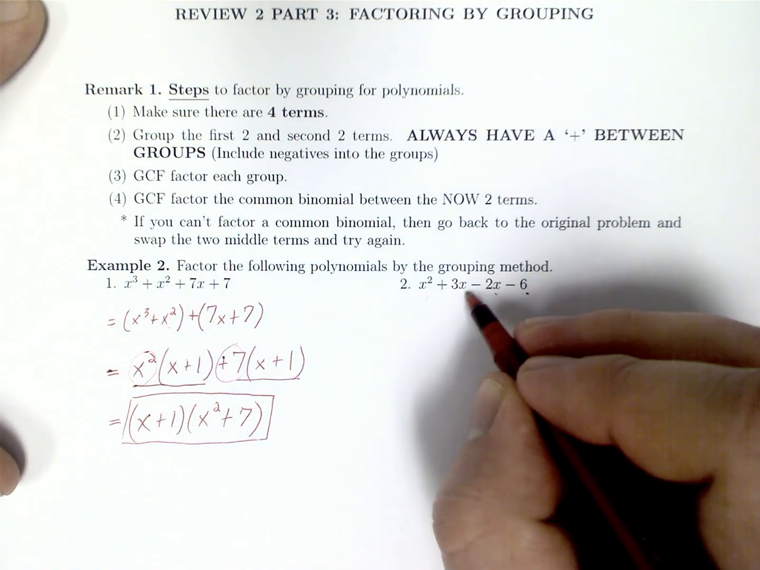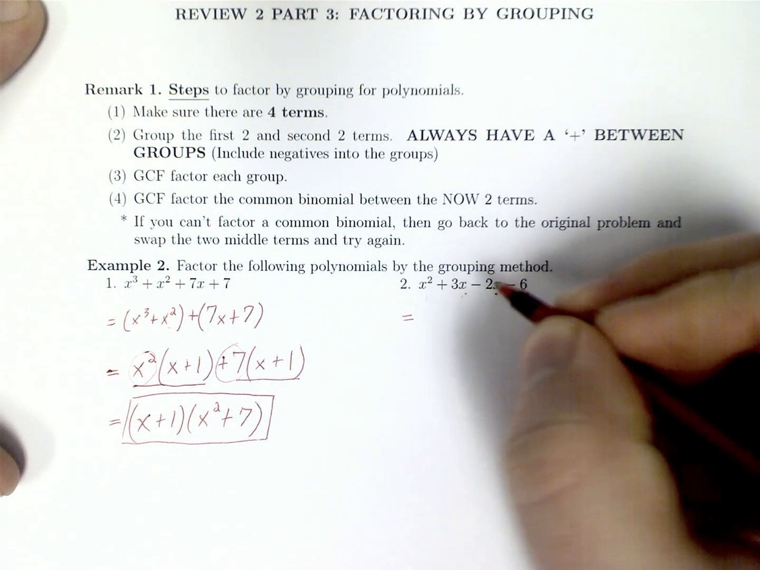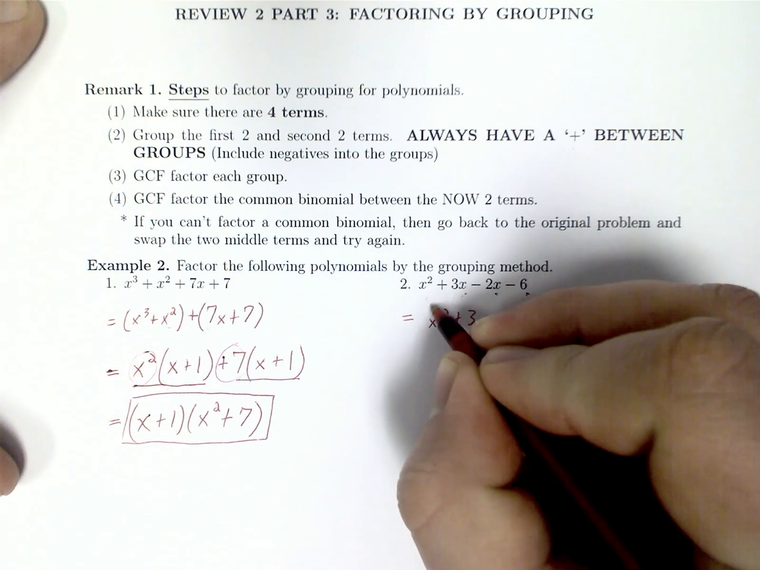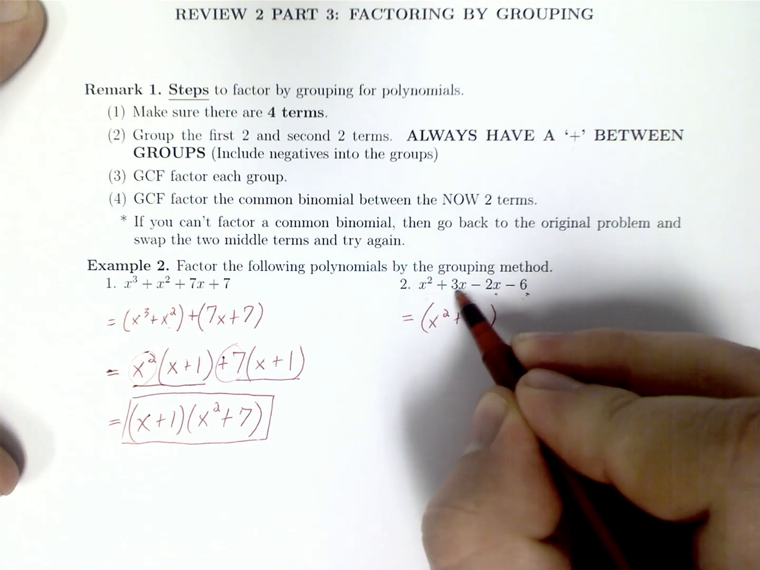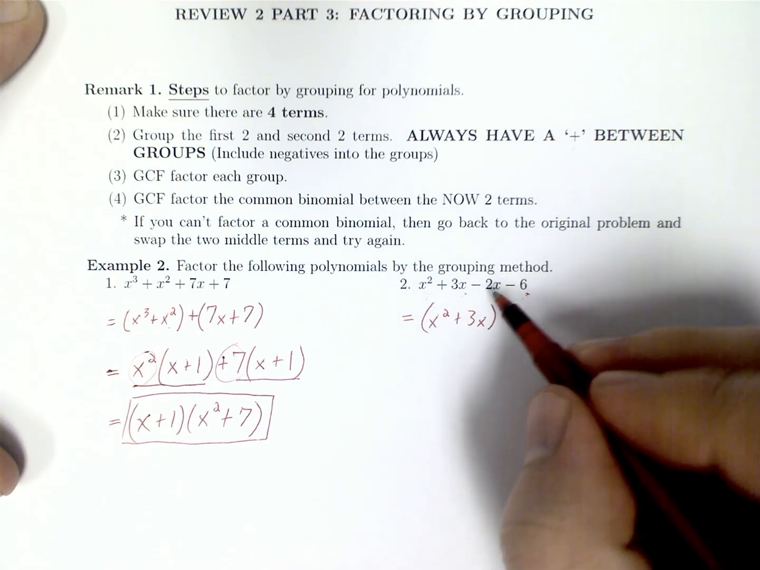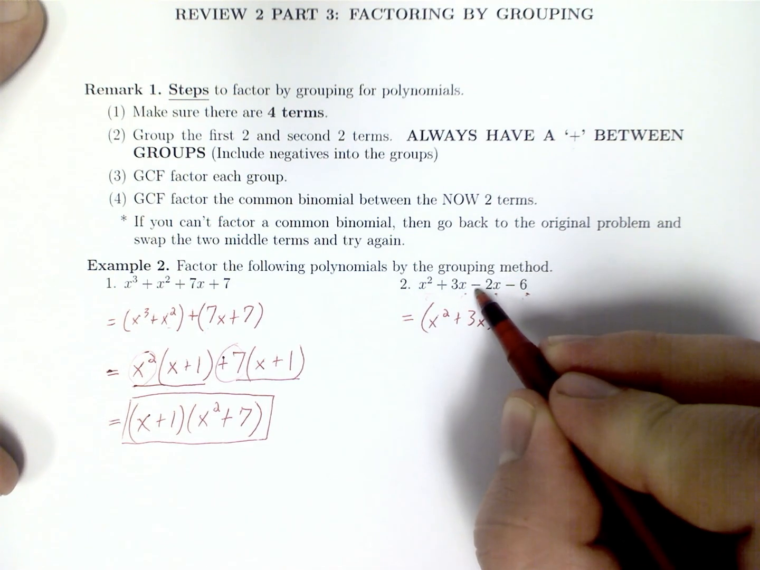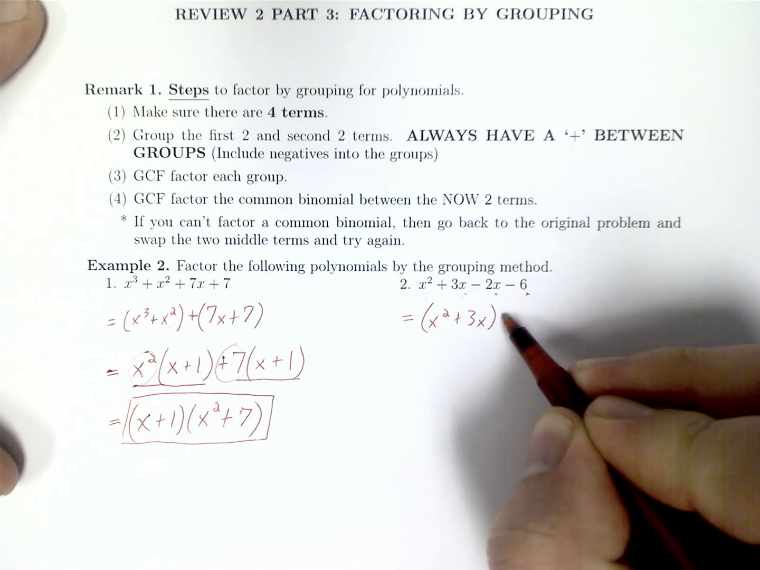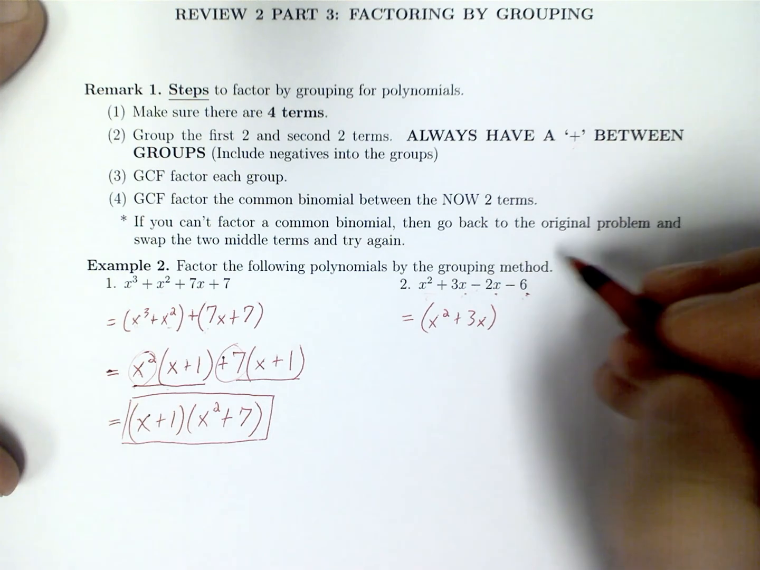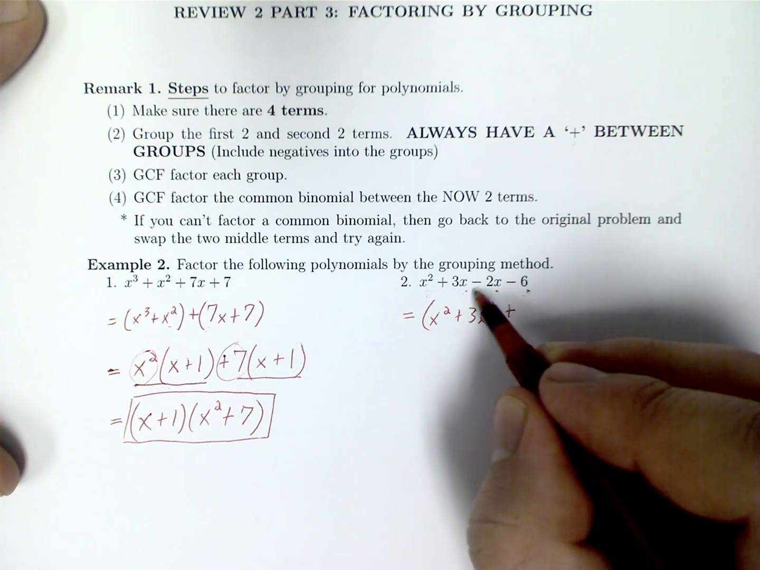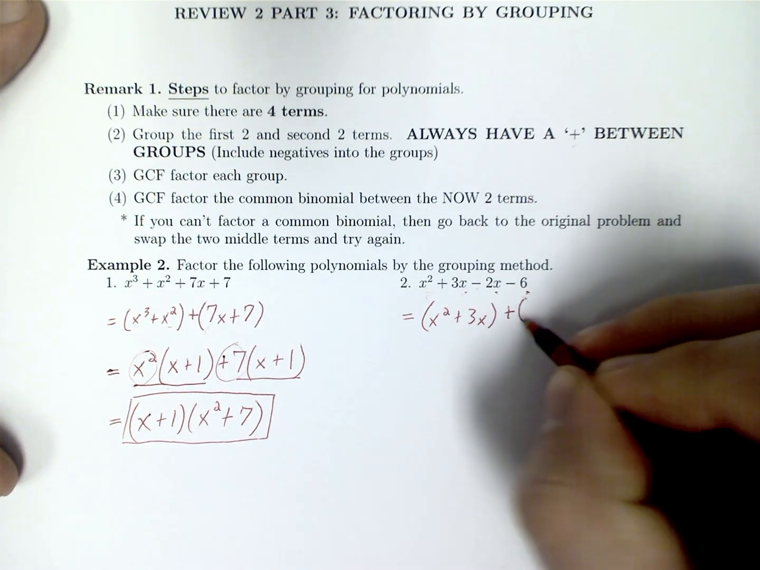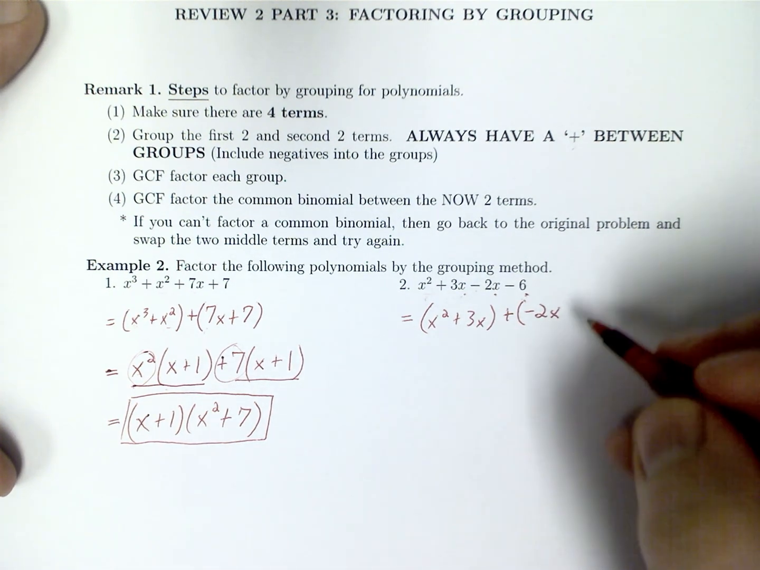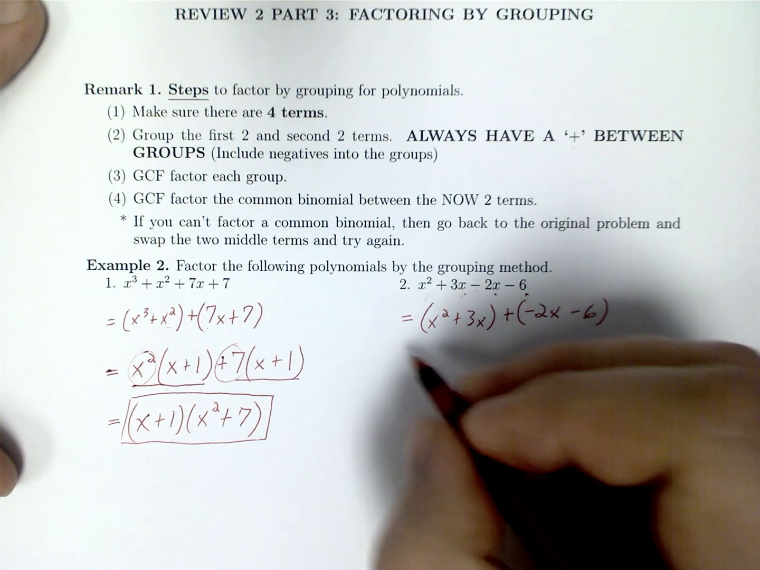So first off, because we now have four terms, let's just go ahead and group them. x squared plus 3x, that's our first two terms. We'll just put groups around them. But then we come to our first interesting thing. We have a minus right here, but what should we always have between groups? We should always have a plus. So that's what we do. The negative part gets grouped in the second group. So we have minus 2x minus 6.